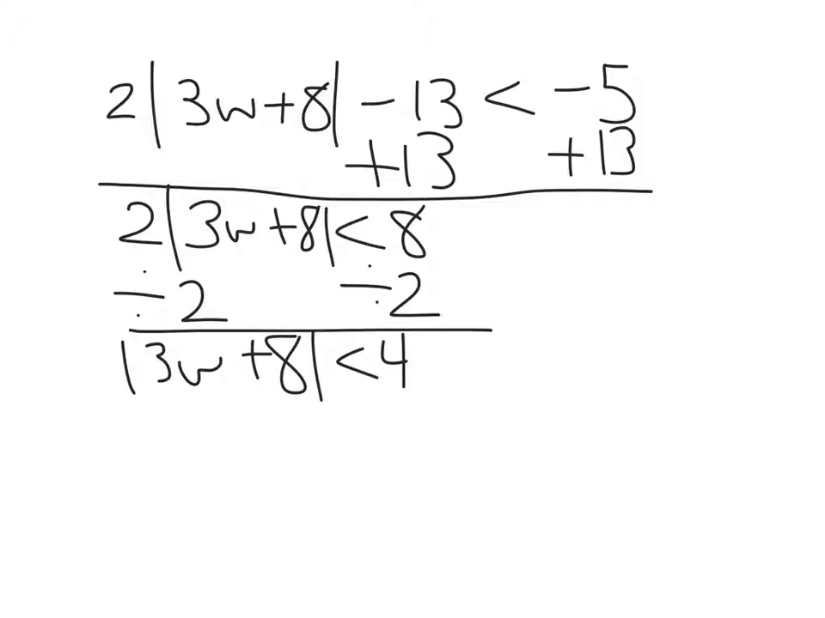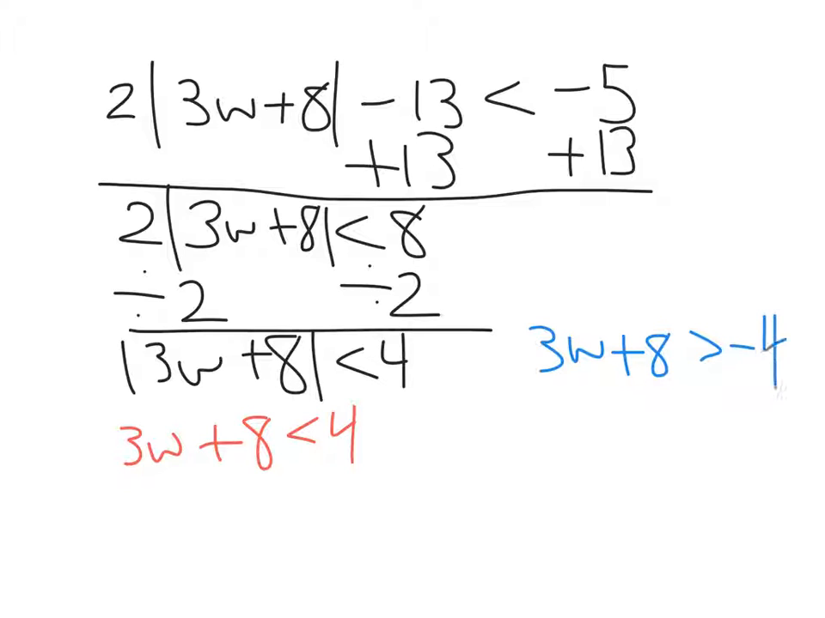So now we can break this into our two separate inequalities. We can break the absolute value inequality into two separate inequalities. So the first one is 3w plus 8 is less than 4. That's the first one. The second one I'm going to put over here. It's going to be 3w plus 8 is greater than negative 4. And when we solve these, we're going to subtract 8 from both sides and then divide by 3.